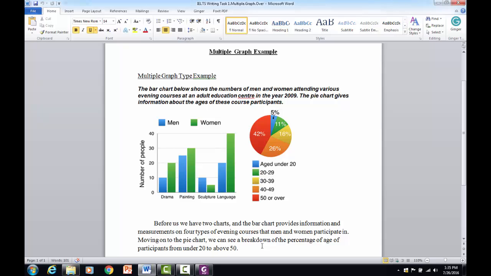All right, so when we're looking at this one, first we look at the bar chart, and we have men and women. So let's just look at it and say, well, for the women, what's the high? The high for the women is language, and the low for the women is sculpture. The high for the men is painting, and the low for the men is drama. It looks like actually drama and sculpture are the low for the men. So those are our highs and lows.